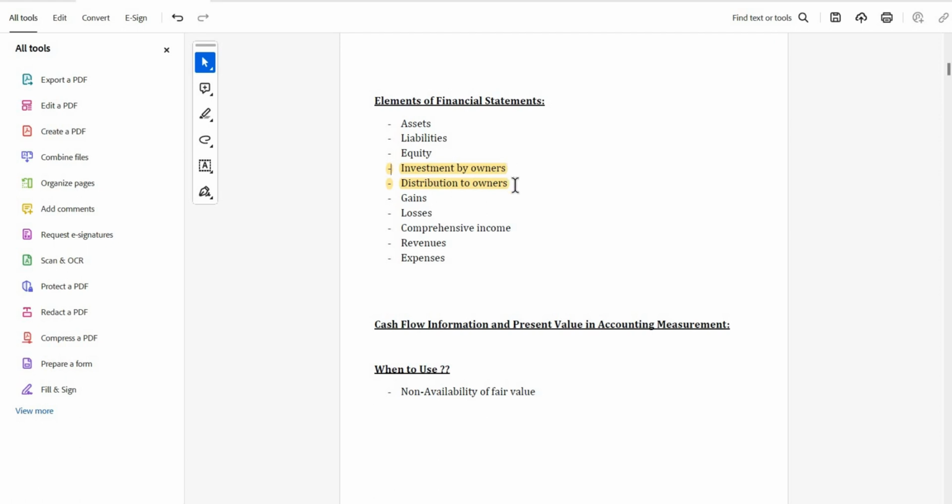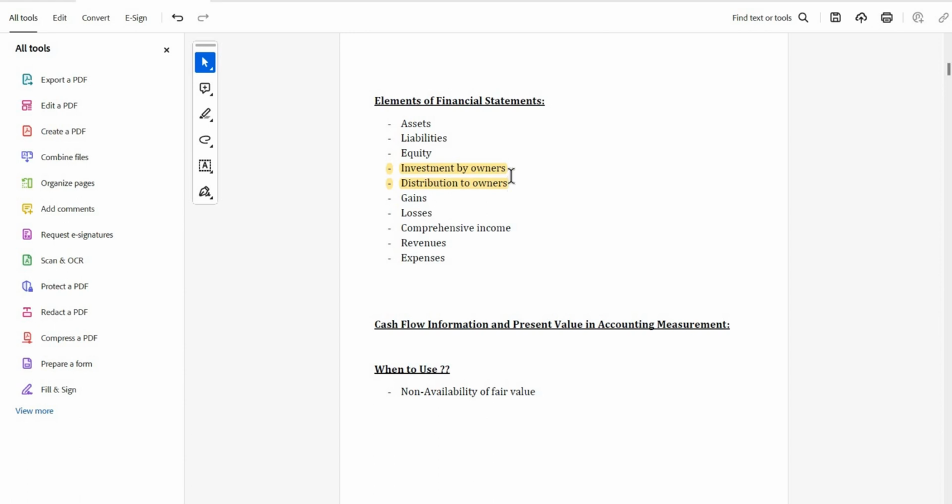And distribution to owner means the company has distributed the money to owners, so it is the liability of the owners to repay the money back. So in the books of the company we will see due from owner. So when it says investment by owners, in the company's books we will see due to owners, and over here distribution to owners means due from owners in the books.